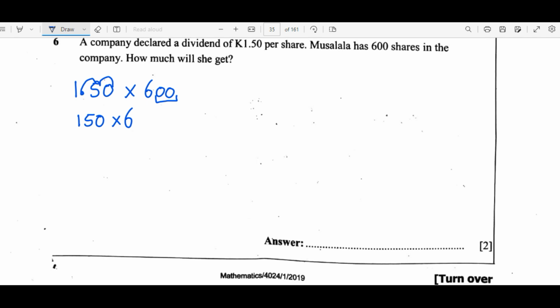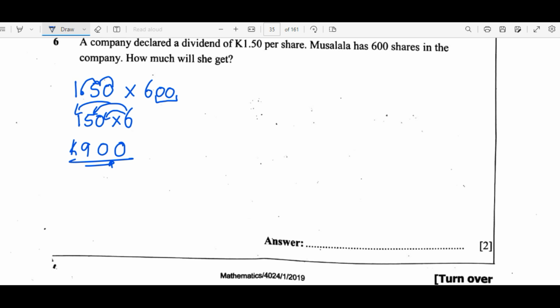So we can now do multiplication. 6 times 0 is 0. 6 times 5 is 30, which is 0, we keep the 3. Then 6 times 1 is 6 plus 3, which is 9. So our final answer is 900.